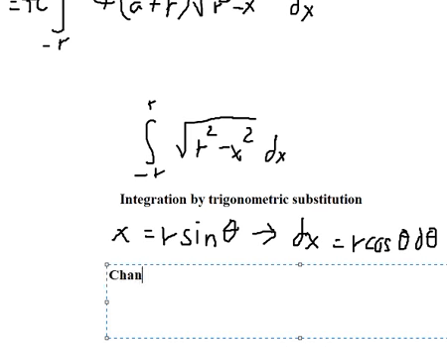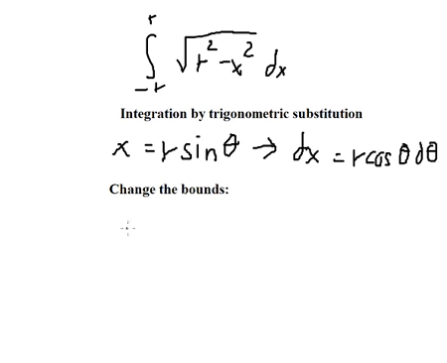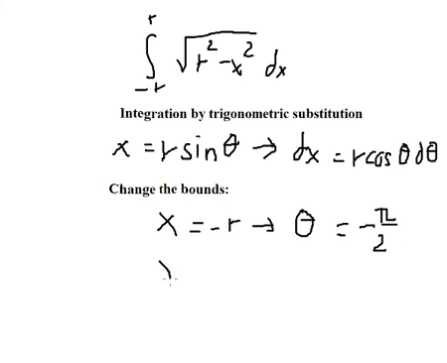Next, we need to change the bounds. When X equals negative R, negative R divided by R, we have sine theta equal to negative 1. So that means when X equals negative R, theta equals negative pi over 2. When X equals R, theta equals pi over 2.